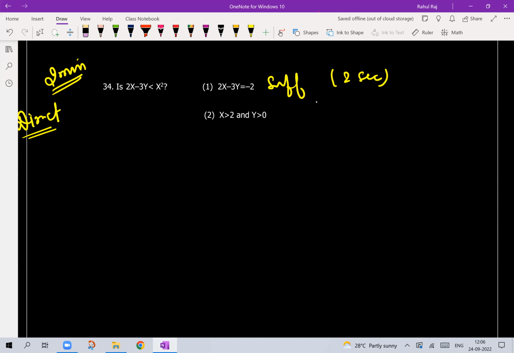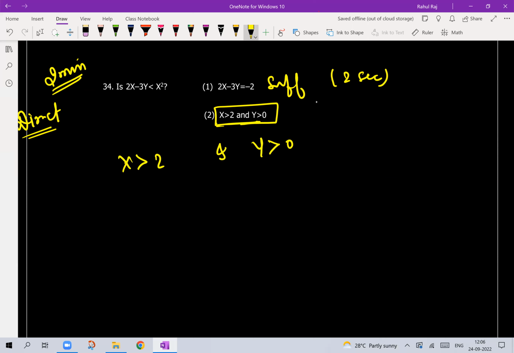Option number 2 is what? This is what we thought of: until we don't know the value of x and y, I can't say whether 2x minus 3y is less than x square or not. So option number 2 has straight away aligned to our thought process. It says x is greater than 2, and it says y is greater than 0.